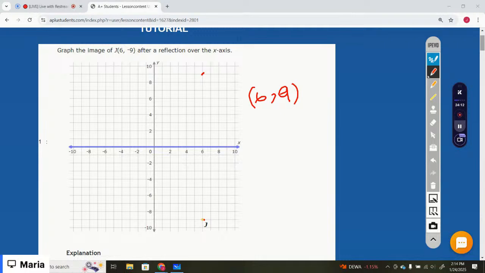If a point is reflected over the x-axis, just the sign of the y coordinate is changed, right? And if that is reflected over the y-axis, just the sign of the x coordinate is changed, right? See here, the one before reflection is negative y. Now that is positive, right?